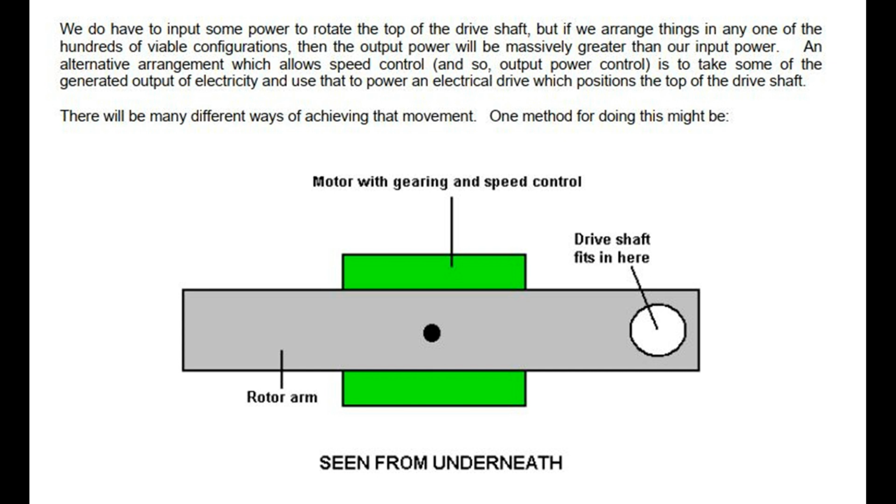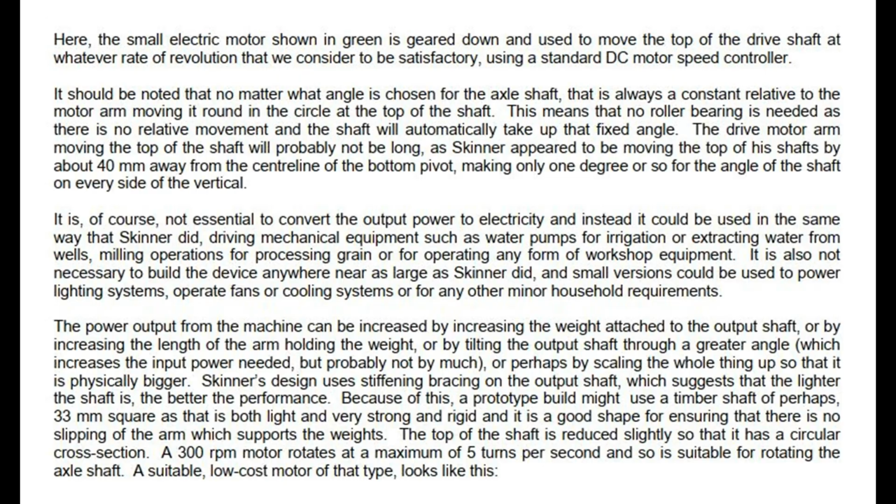An alternative arrangement which allows speed control, and so output power control, is to take some of the generated output of electricity and use that to power an electrical drive which positions the top of the drive shaft. There will be many different ways of achieving that movement. One method for doing this might be here. The small electric motor shown in green is geared down and used to move the top of the drive shaft at whatever rate of revolution that we consider to be satisfactory, using a standard DC motor speed controller.